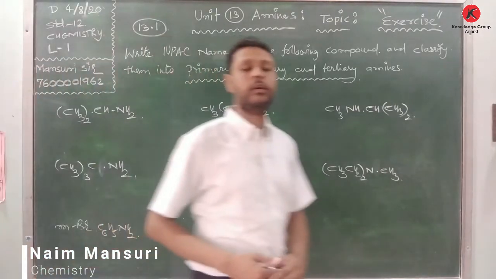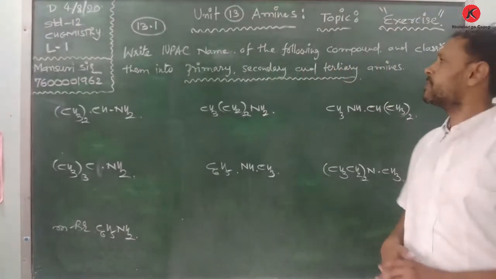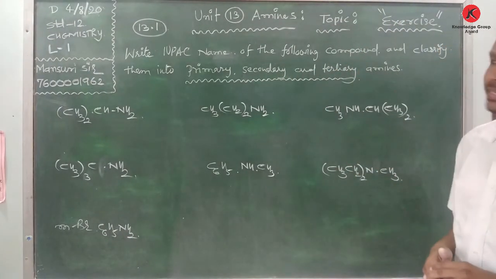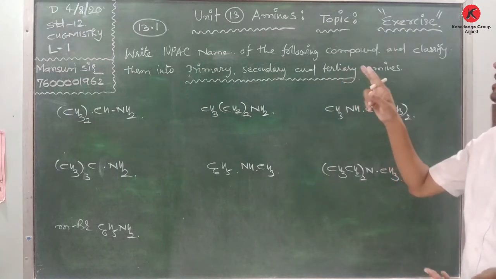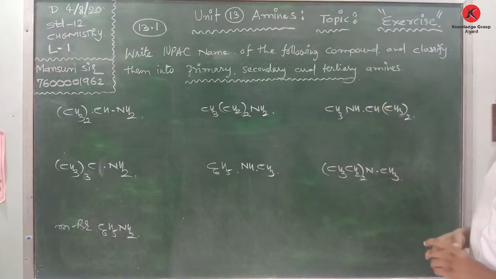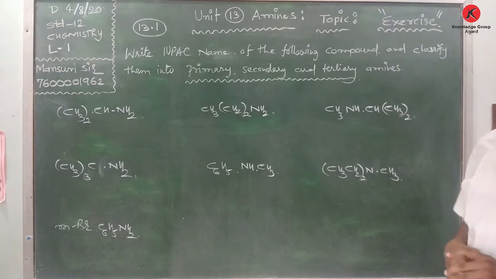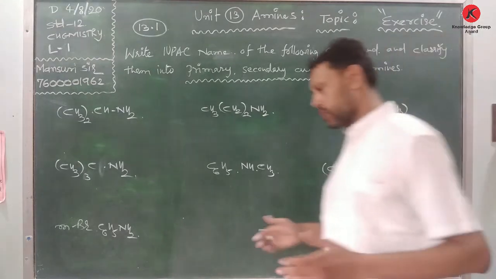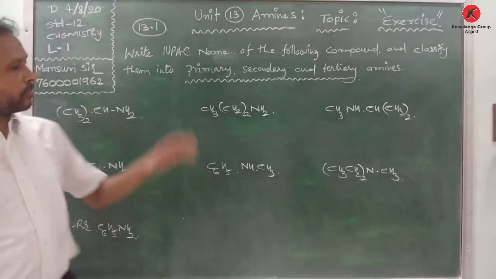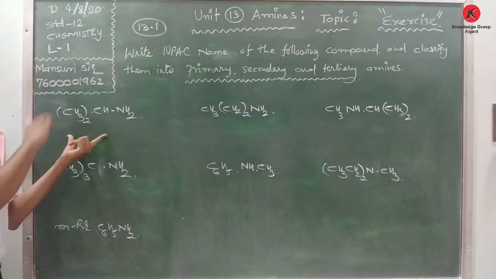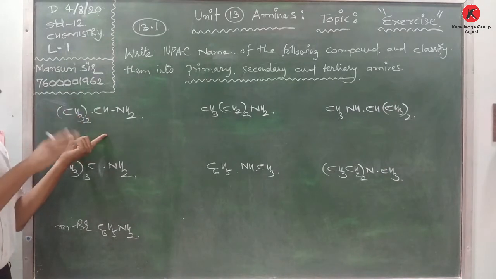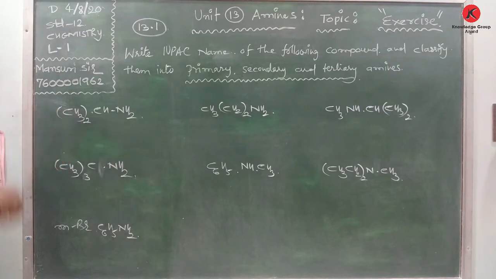Hello students, today we will do exercise 13, chapter Amines. Now 13.1, your question: write the IUPAC name of the following compounds and classify them into primary, secondary and tertiary amines. Here some compounds are given to you and we have to open the structure, and thereafter give the name, and thereafter we will classify that as primary, secondary or tertiary.